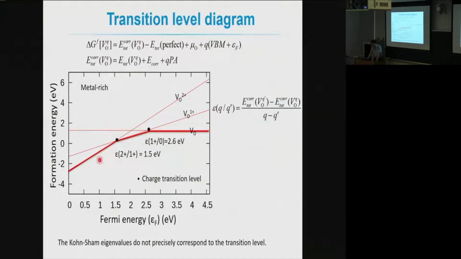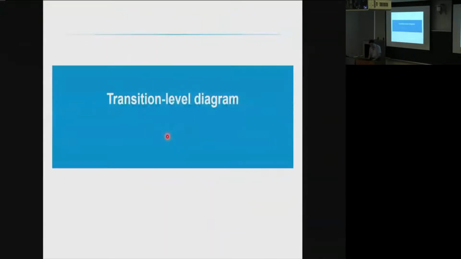And so this transition energy, when it transitions from the 2 plus to the 1 plus state, is 1.5 electron volts, and between 1 plus and 0 is 2.6 electron volts. These energies are called the transition levels, right? So when the Fermi level crosses a transition level, the defect changes charge state. All right? Okay.